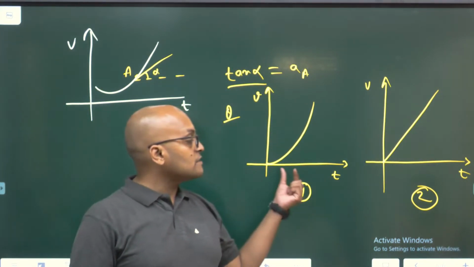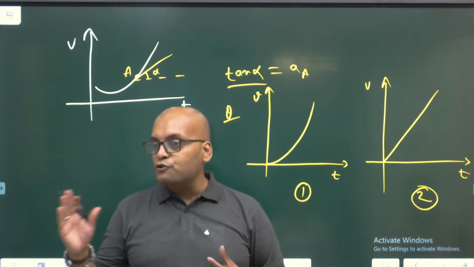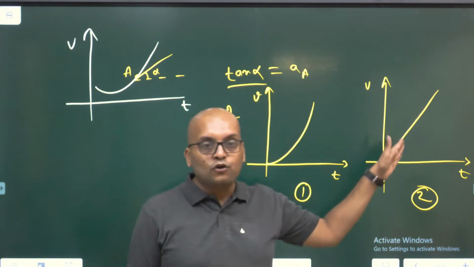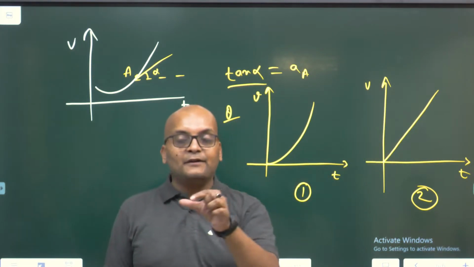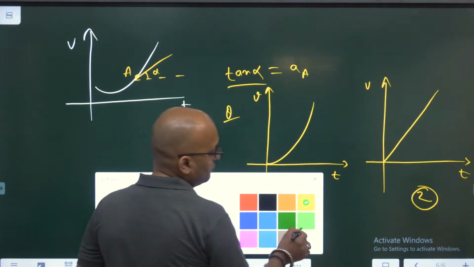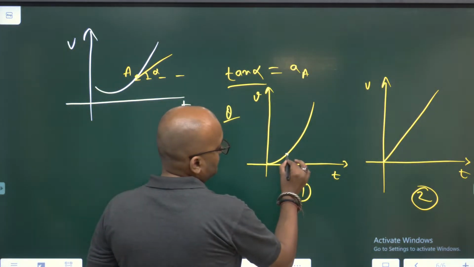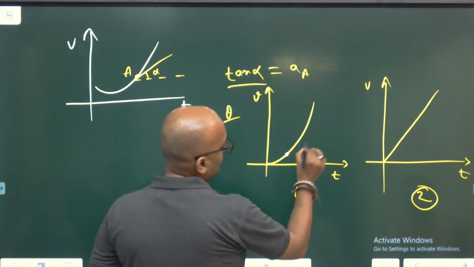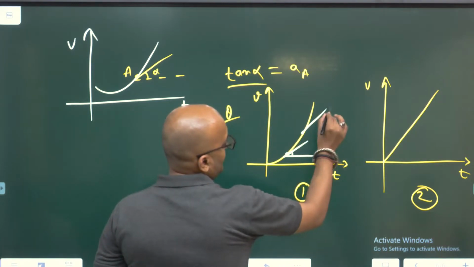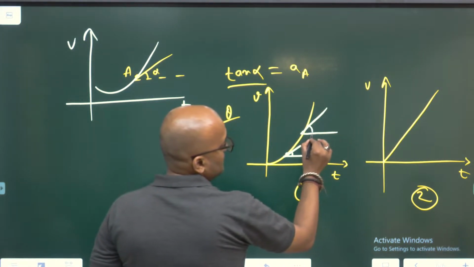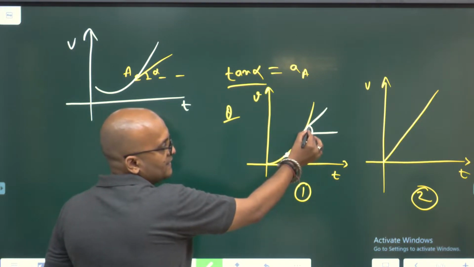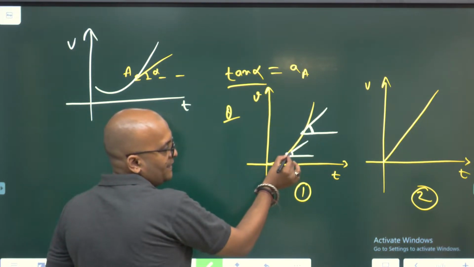Okay. So constant acceleration means slope should be constant. Slope should have same value for all the points on this curve. Then only we will say constant acceleration. Please see, if I talk about first graph, draw tangent here. This will be the angle. Draw tangent at this point. This will be the angle. You can observe it on your own. This angle is quite greater than this angle.